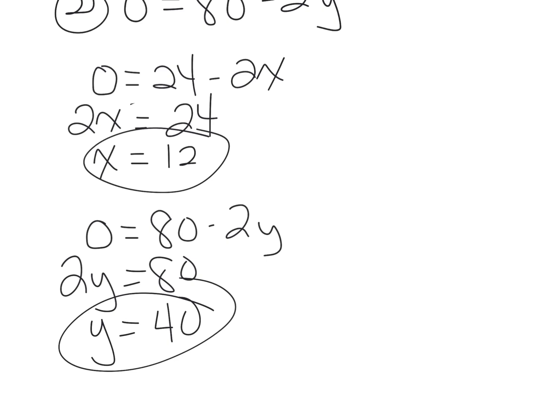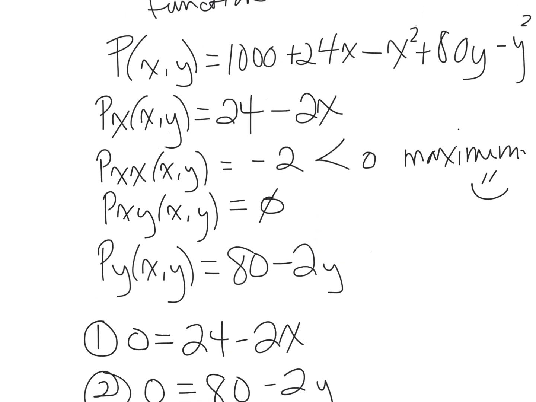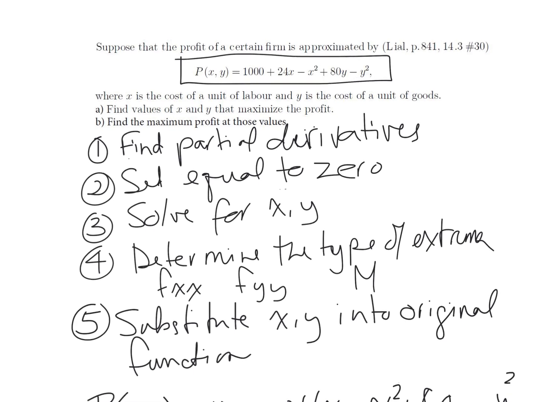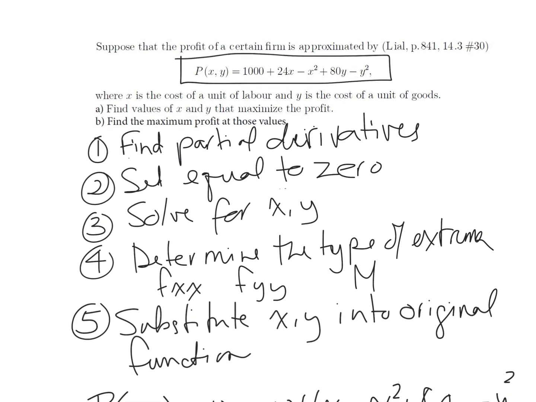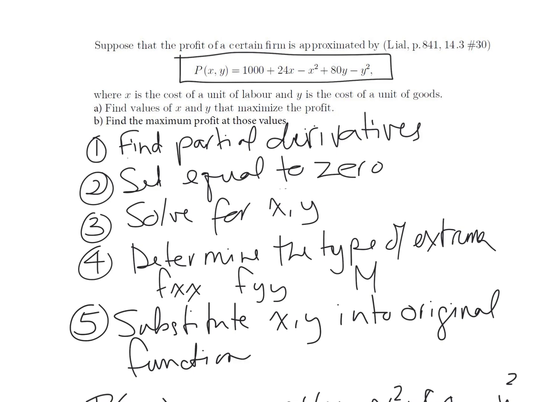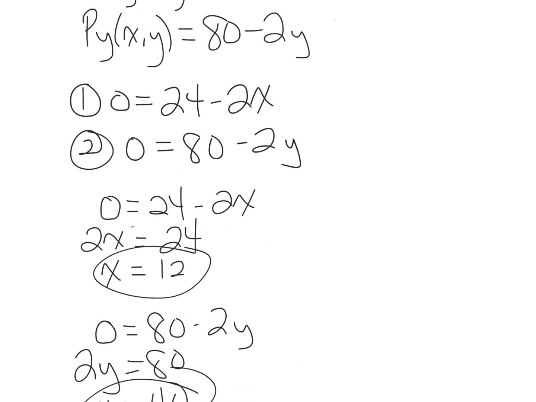Okay, so now we have determined that we have a maximum. We've found the second derivatives xx, yy, and now we need to substitute those into the original function. So we have 12 units of labor and 40 units of goods. And those are the values of x and y that will maximize the profit. And so now we substitute those values into the original function just to determine what that maximum profit will be at those levels.